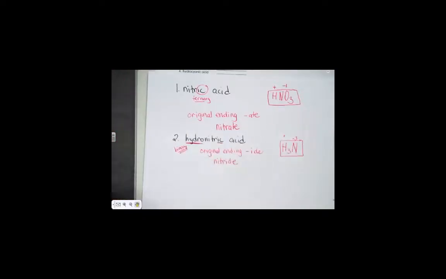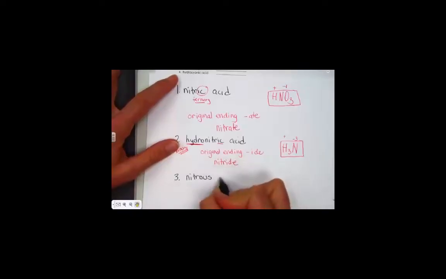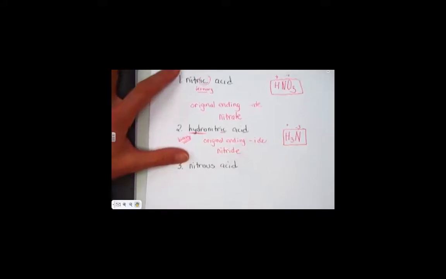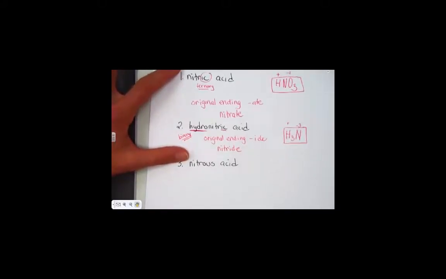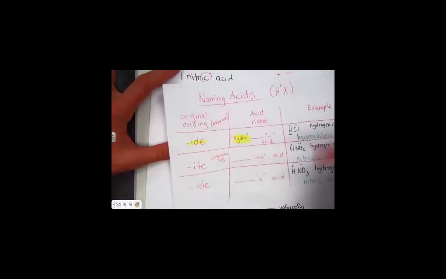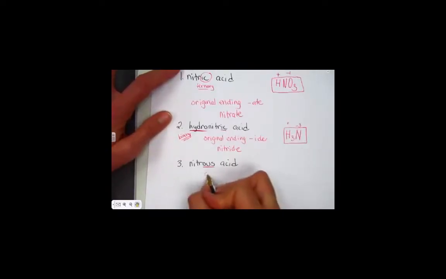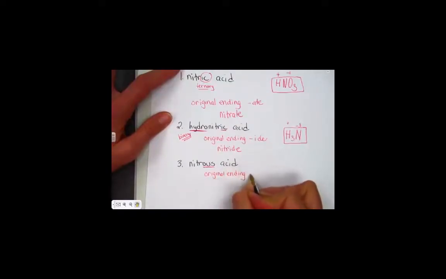Let's try the third one. The third one is simply nitrous acid. Nitrous acid. Hear the name. Part of learning a language is saying the name. Nitrous. I notice the ending is OUS. If the acid ends with OUS, that tells me the original ending must have been ITE. If the original ending is ITE, we need to find a polyatomic ion called nitrite.